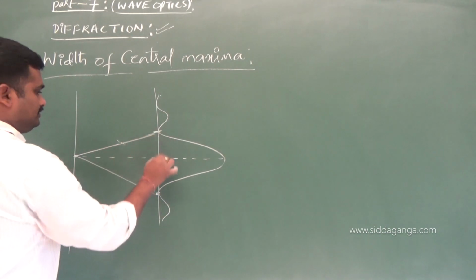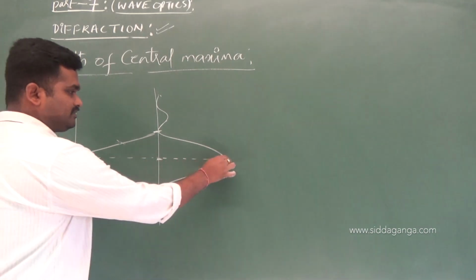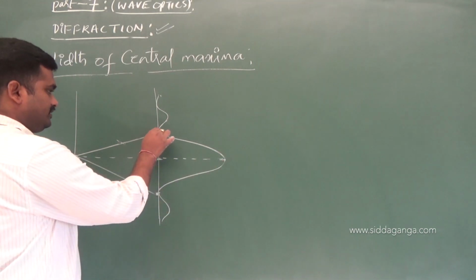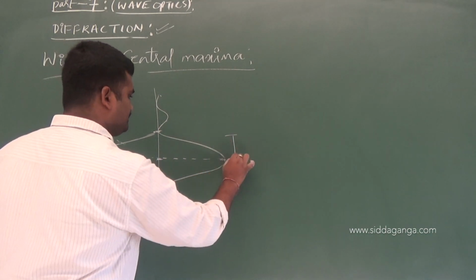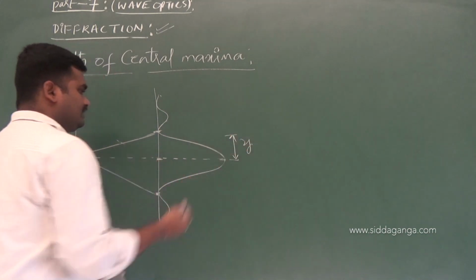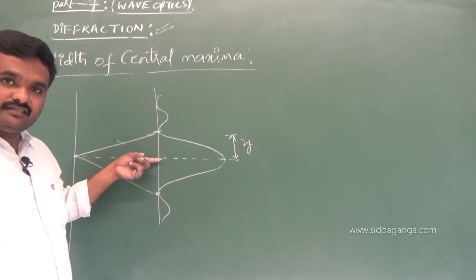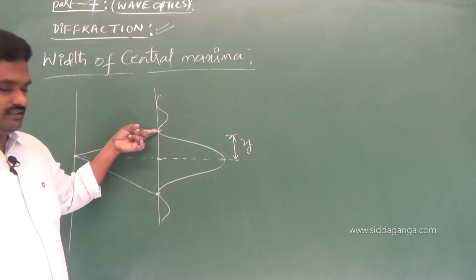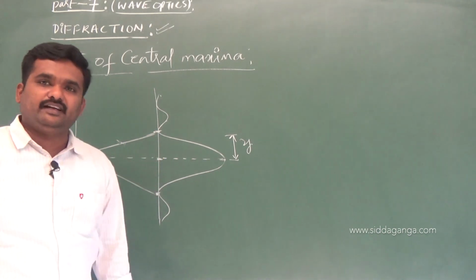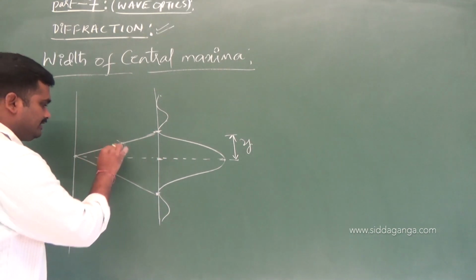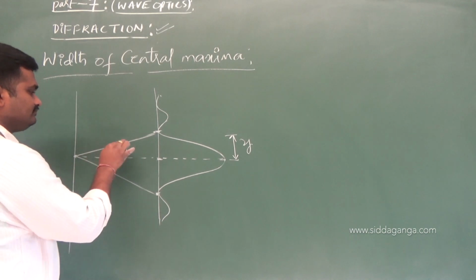See, from central maxima to the first minima, distance I am going to take as y. What is this? y is nothing but the distance from center of the screen to the first minima. So what is the width? The linear width of central maxima means 2y, which we need to find out. And I will take this angle as theta, right?